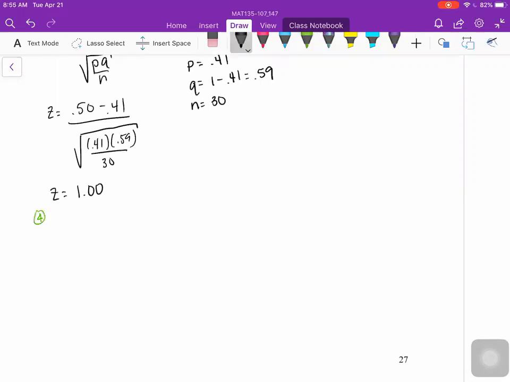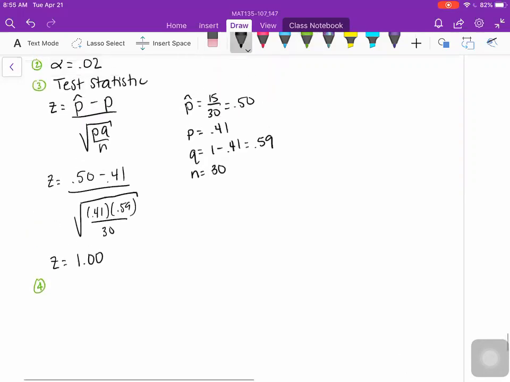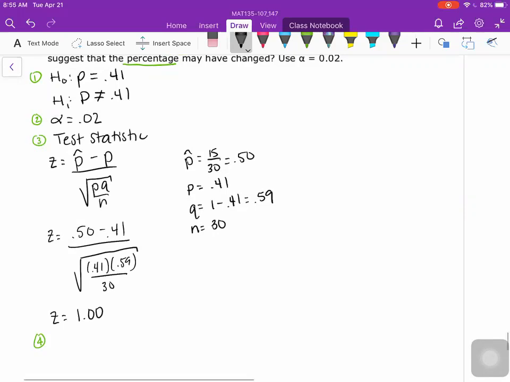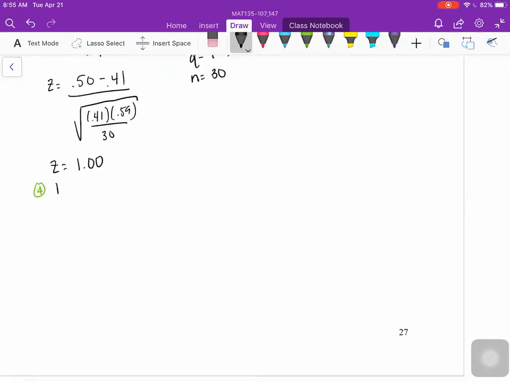Step 4, we begin by identifying the type of test. We determine that by looking at our alternative hypothesis. Since our alternative is P is not equal to 0.41, that makes this a two-tailed test. For this example, we're going to go through both the critical value method and the p-value method. For the next 2 examples, we'll just go through one of those methods.